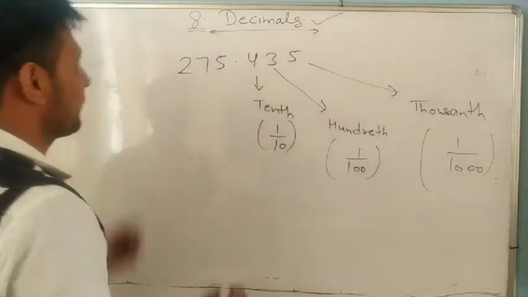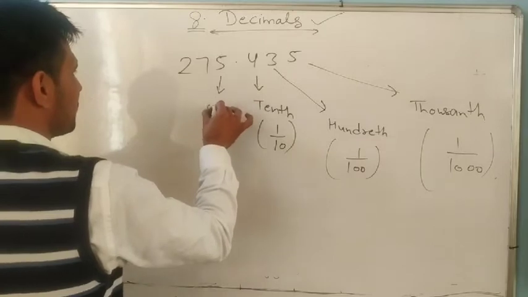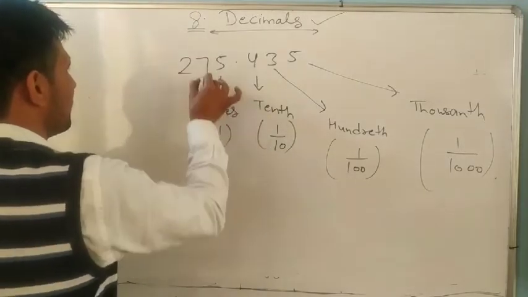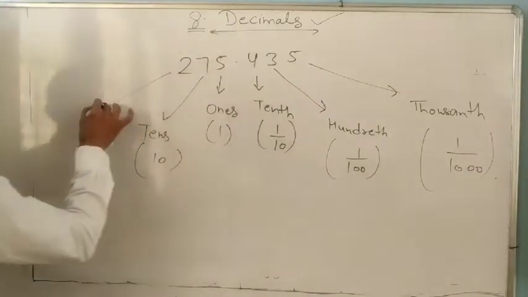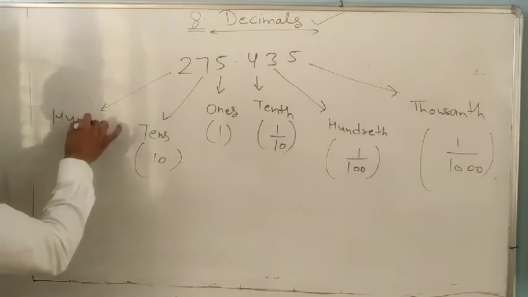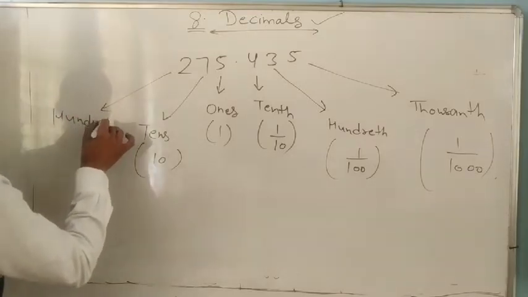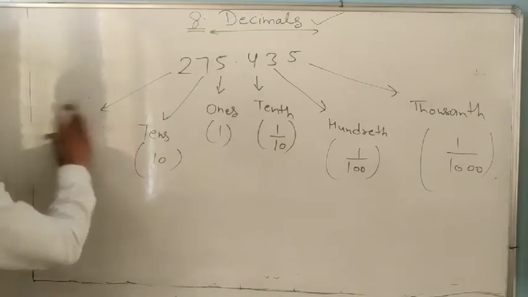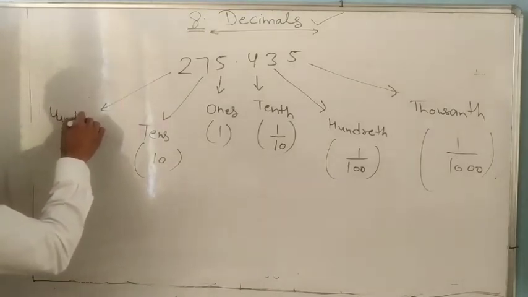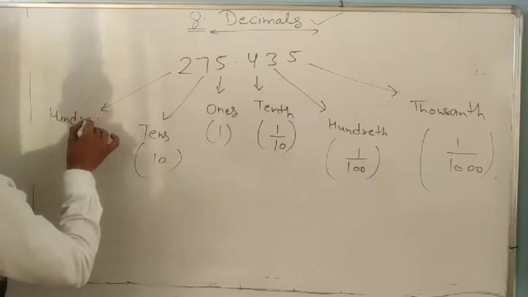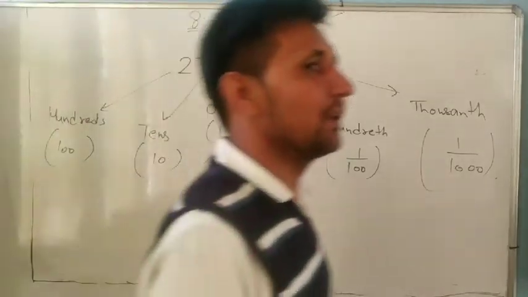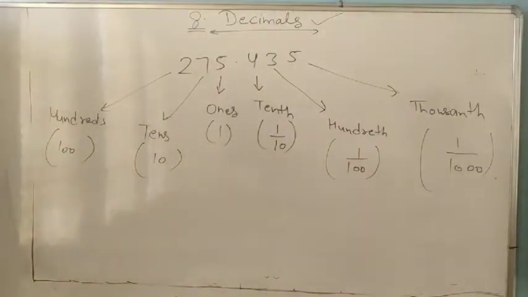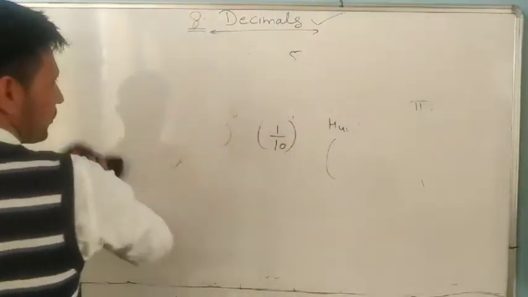And on the left side of decimal it is ones. Ones mean 1. It is tens. Tens mean multiply by 10. And it is hundreds. Hundreds mean multiply by 100. So like this one we can write in expanded form. So this one we already learned in 6th class. So now we are going to start our exercise.